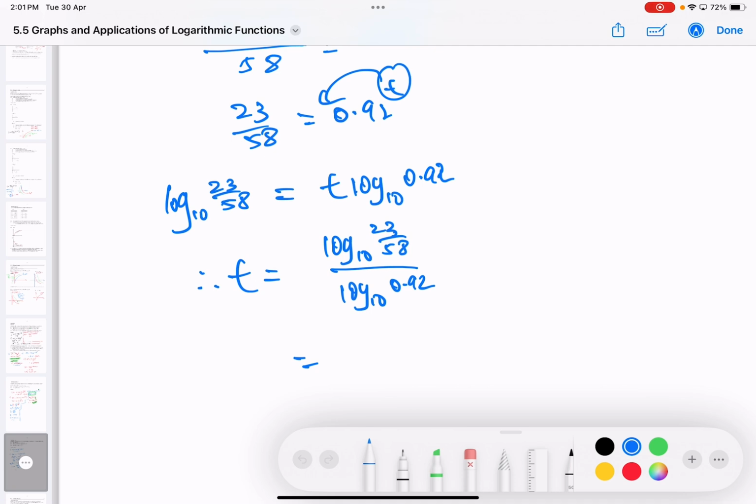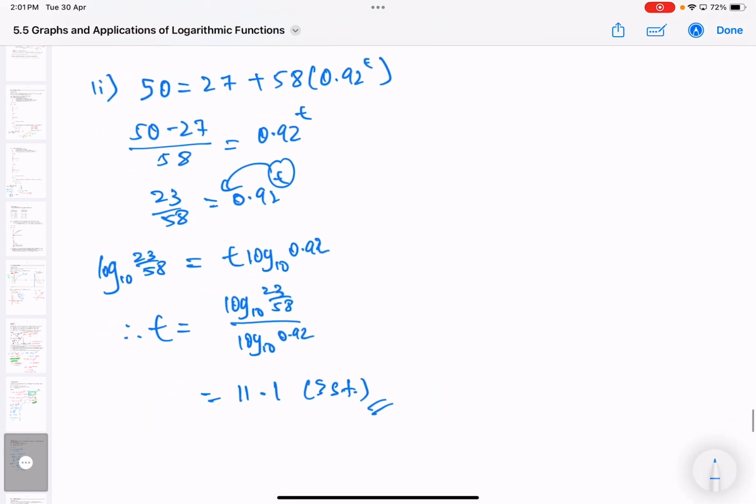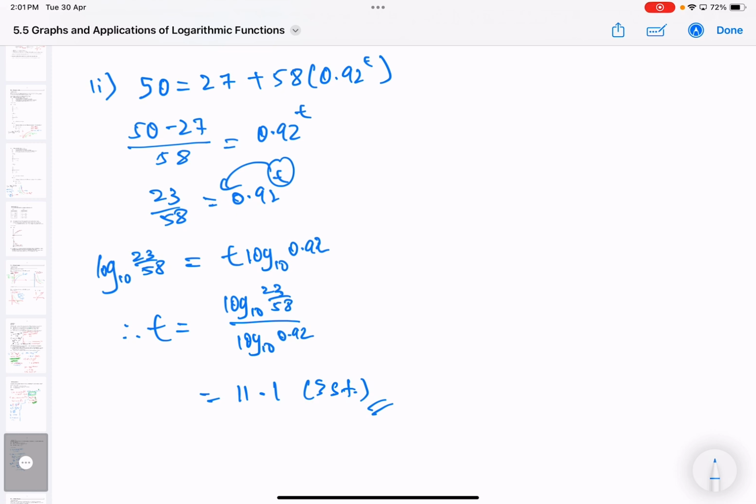Log 23 divided by 58, divided by log 0.92, and you should get 11.1, to 3 sig fig. Let's leave everything to 3 sig fig. So this is my part 2. All of you should be very familiar with how to do that by now.